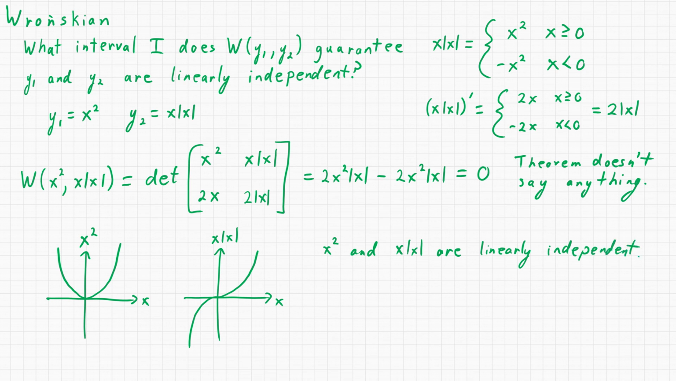All right, so that's the fine print of the theorem. If the Wronskian equals 0, you don't know anything at all.